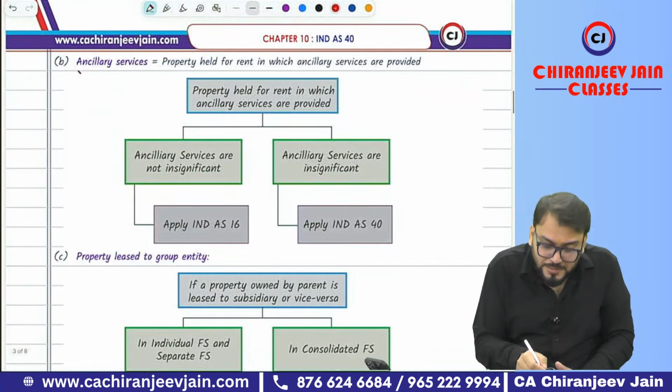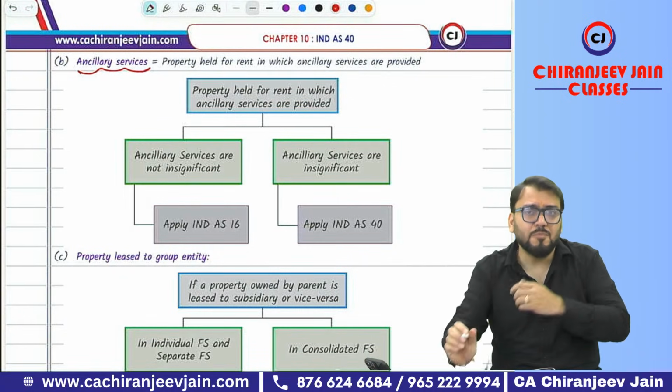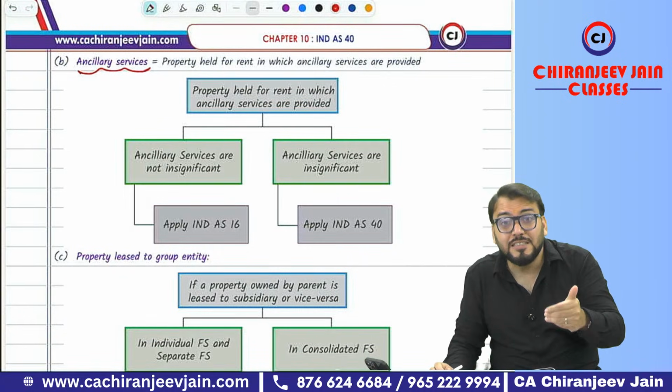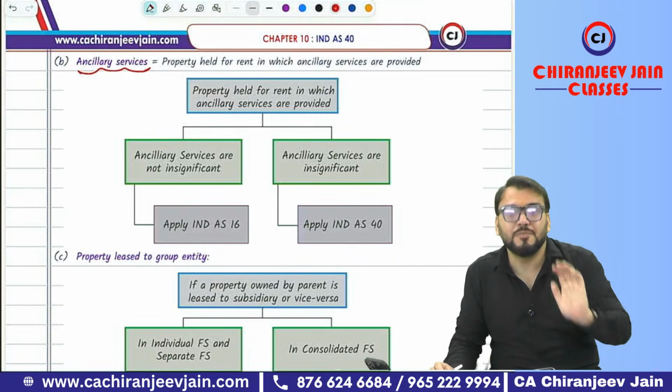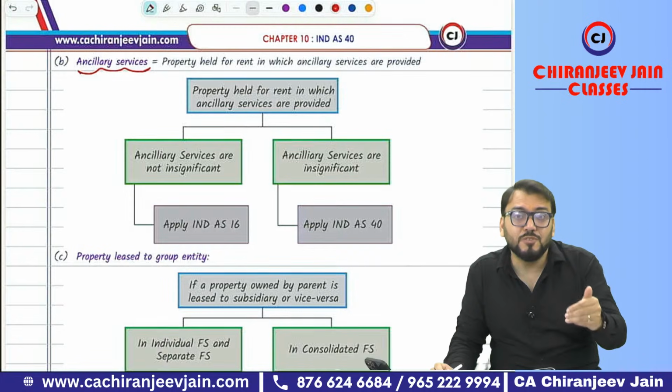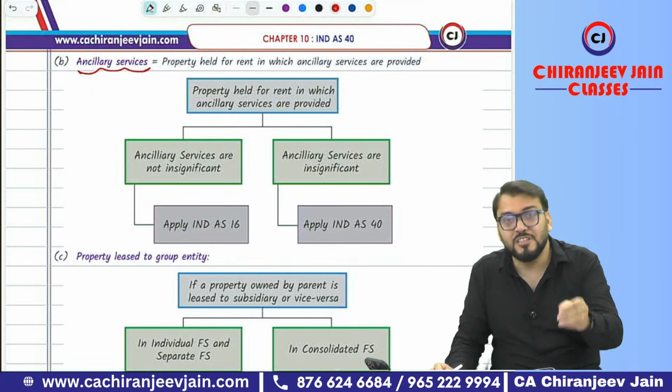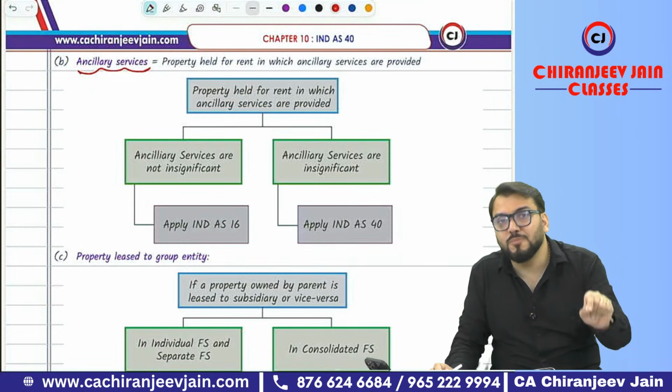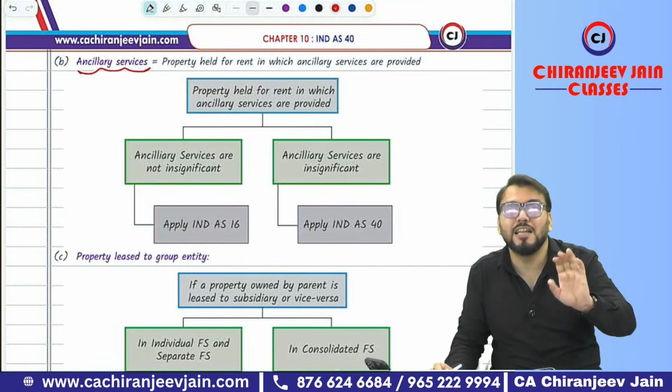Then ancillary services. Sometimes whatever property is given on rent is with significant ancillary services. So what Ind AS 40 says is that any property which is given on rent with significant ancillary services will be classified as property, plant, equipment. As an example, we can say hotel accommodation.